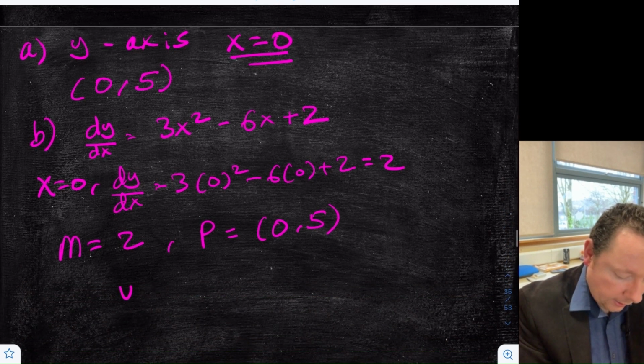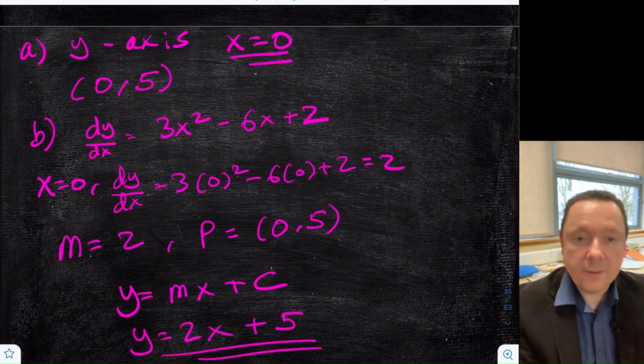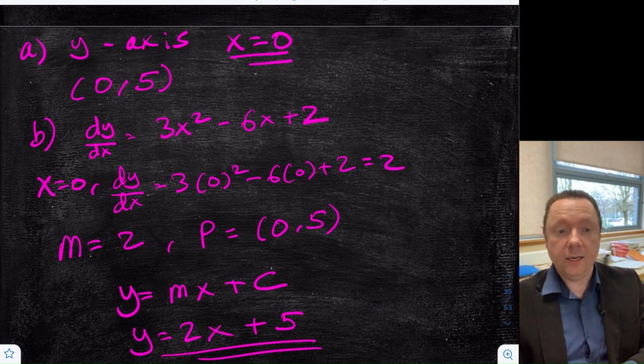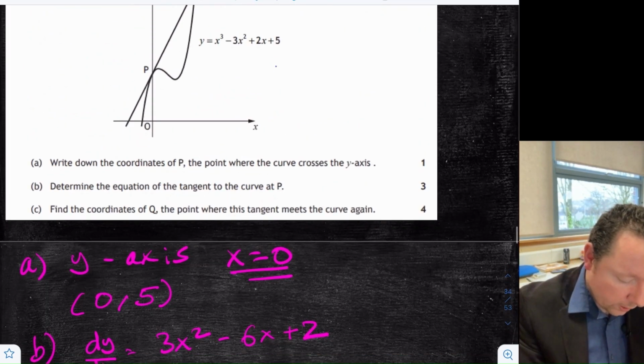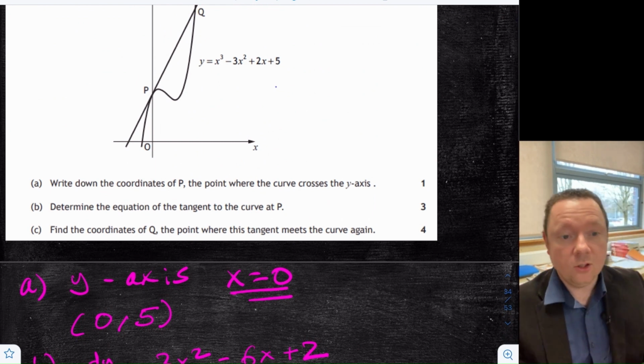So y equals mx plus c is the easiest one to use here. y equals 2x plus 5. Or you could use y minus b equals m(x minus a) and still get 2x plus 5. Question C, find the coordinates of Q, the point where the tangent meets the curve again. So you're just going to solve simultaneous equations here.